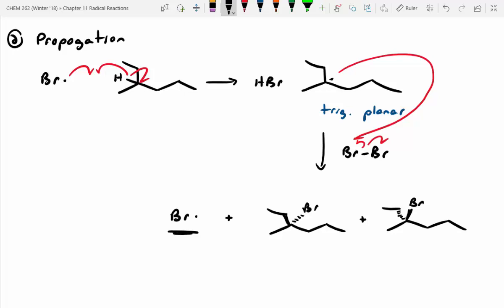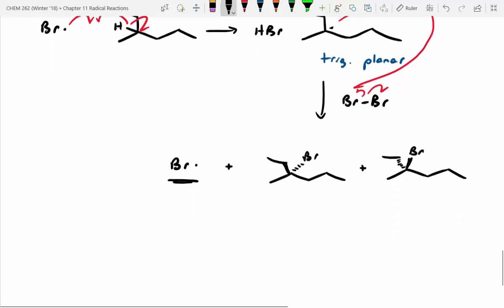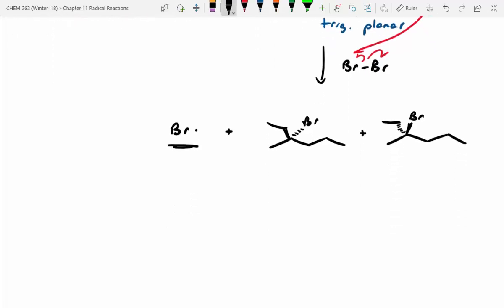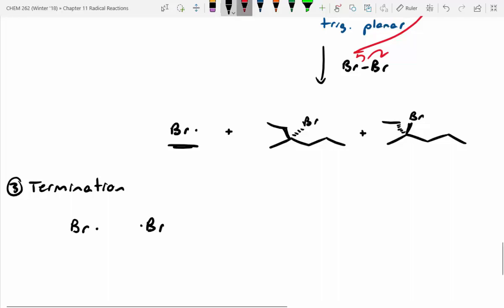All right, what's our last step again? Termination. So you can pick one of the 3 options. I always pick the easy one. I just do Br dot with Br dot and do a radical coupling to regenerate our bromine. It doesn't matter which one you select. If you want to pick the easy one, you're more than welcome to. If you want to pick all 3 and be super thorough, you can too. I'll leave it entirely up to you.